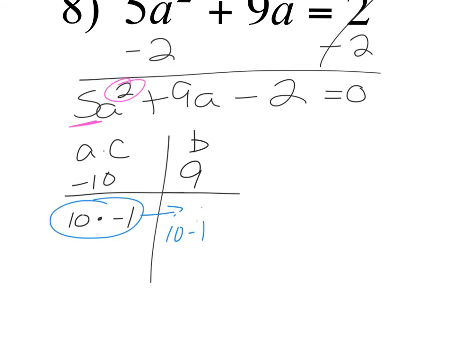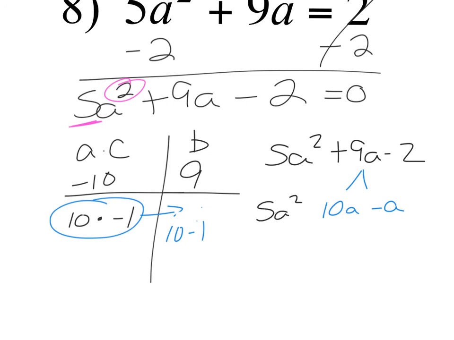Exactly. So I'm still kind of ignoring this equal to 0 right now. So I'm just going to write the 5A squared plus 9A minus 2. And you're absolutely right. So we have to write the 9A as the difference of 2 terms. So it'll be 10A minus A. Bring the rest down. And I know you know how to factor by grouping, so I'm going to run through that part very quickly. So here we would factor out a 5A that they have in common. And here we would factor out a negative 1.